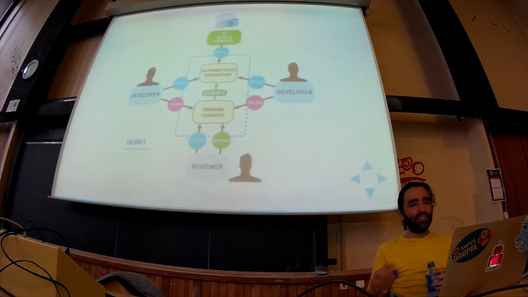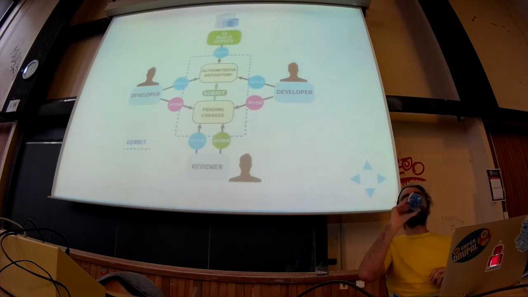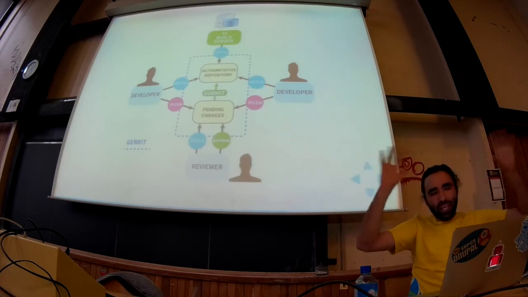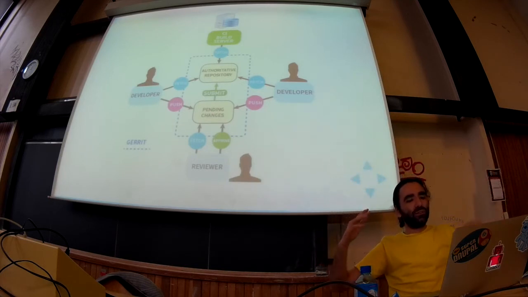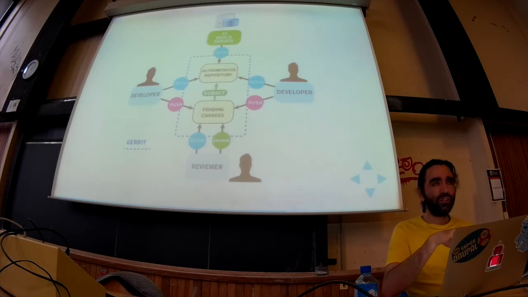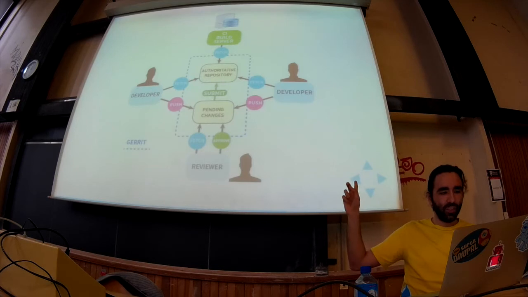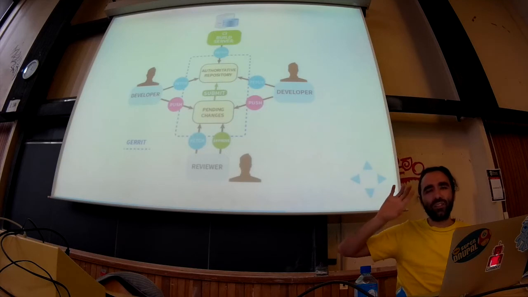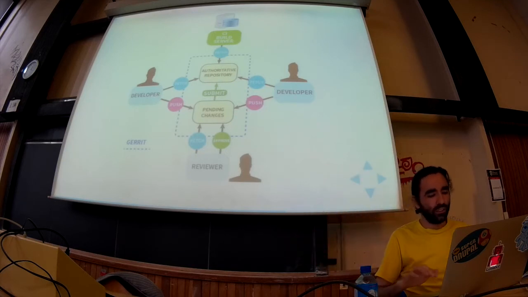Here we have a diagram of how Gerrit works. You have your developers getting code from the main repository, and they push their changes to another pool of changes that need to be reviewed. You have a reviewer who can even get the changes and review them to see if they work. The build server can also get changes from the pending changes pool. Because if you do automatic builds, you want your builds to work on every change that the developers are making.